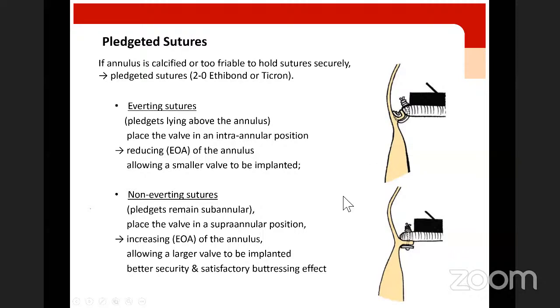The other technique is the non-everting suture technique, where the pledgets will remain subannular, like this. This would place the valve in a supra-annular position. This has an increased effective orifice area of the annulus, also allowing a larger valve to be implanted, and also adds better security and a satisfactory buttress effect.